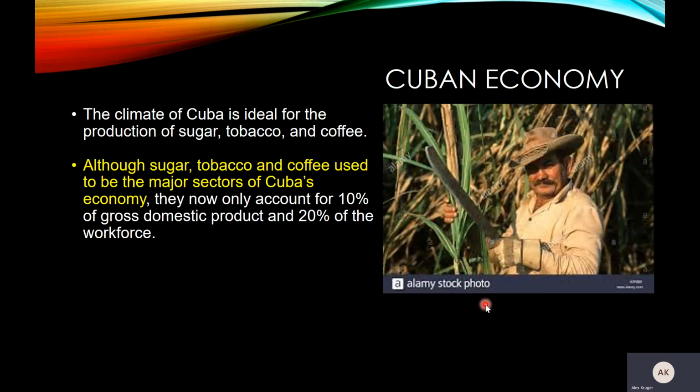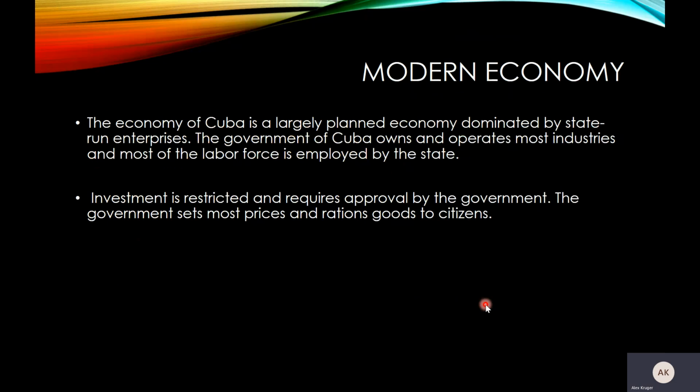And although sugar, tobacco, and coffee used to be the major sectors of Cuba's economy, they only now account for 10% of the GDP, gross domestic product, and 20% of the workforce. So it used to be 90%, if not more, but now it's much less because of automation and industrialization, kind of. The economy of Cuba is largely a planned economy dominated by state-run enterprises. The government of Cuba owns and operates most industries, and most of the labor force is employed by the state because it's a communist government.